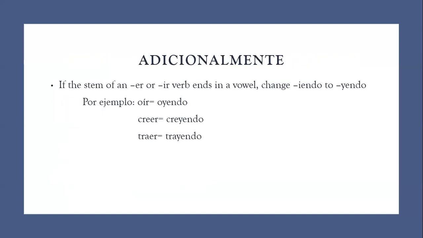Additionally, if the stem of an ER or an IR verb ends in a vowel, we're going to change iendo to yendo. Okay, por ejemplo, oír, which means to hear, is going to become oyendo. Okay, creer, which means to believe, is going to become creyendo. Traer, which means to bring, is going to become trayendo. Alrighty, so watch out for those whenever you are doing your Spanish.